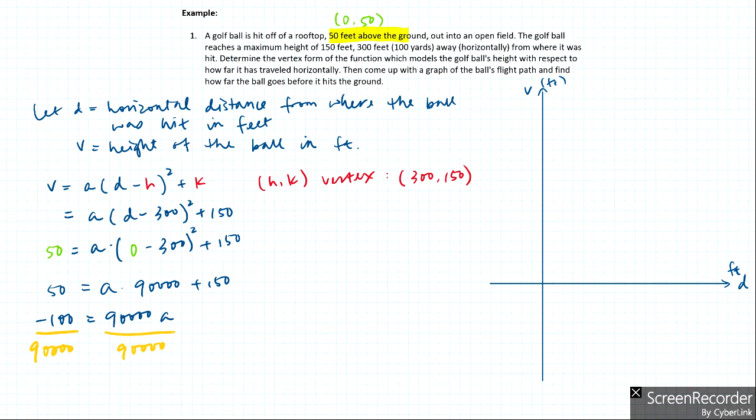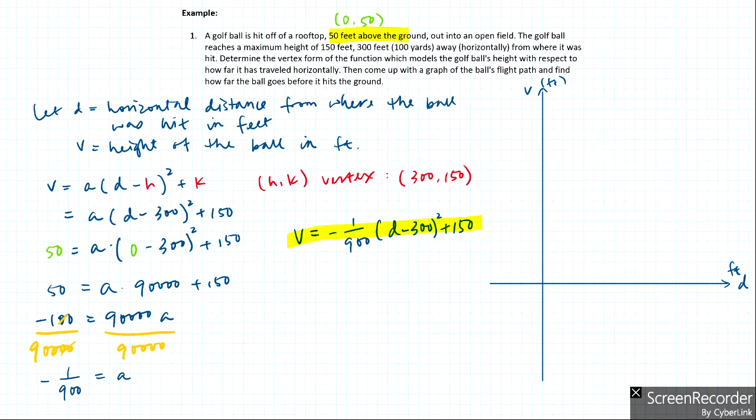Therefore, we get a is equal to negative 1 over 900 over here with a cancellation. And once we find this out, we can go ahead and plug everything in to write the vertex form. So we can say v is equal to negative 1 over 900 times d minus 300 squared plus 150. And that's going to be the vertex form we can use in order to graph.